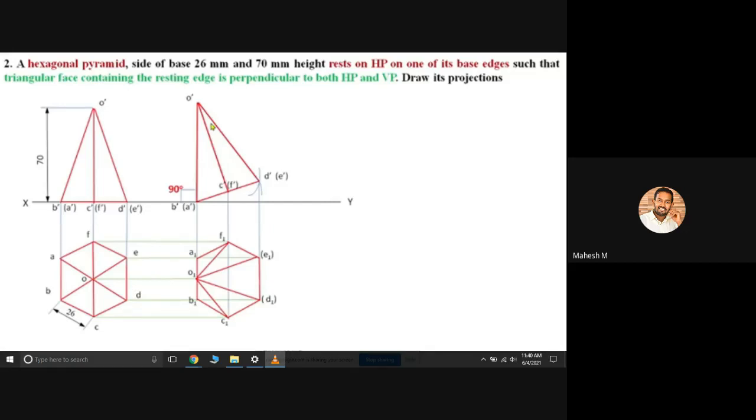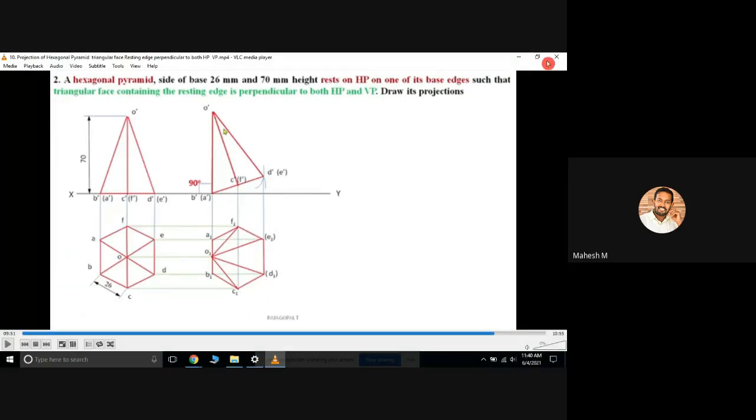Okay, any doubts? Any doubts on this problem? No doubts.